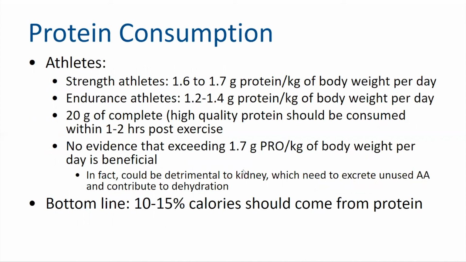Okay, so this is the other slide that's important, where strength athletes are recommended to consume 1.6 to 1.2 grams of protein per kilogram of body weight, and endurance athletes 1.2 to 1.4 grams of protein per kilogram of body weight. There is no evidence that shows that exceeding 1.7 grams of protein per kilogram of body weight is beneficial, and in fact, it may have a detrimental effect on the kidney, which needs to secrete unused amino acids. And this can also contribute to dehydration. So the bottom line is that 10 to 15% of calories should come from protein.